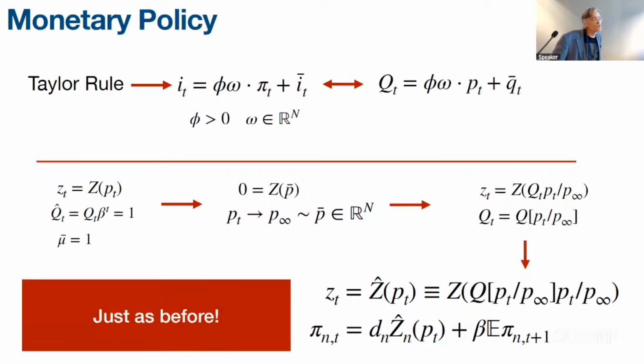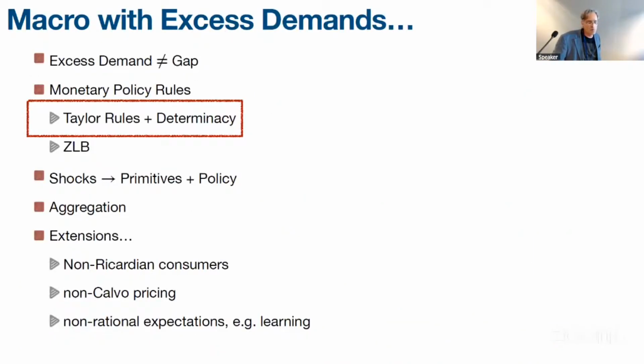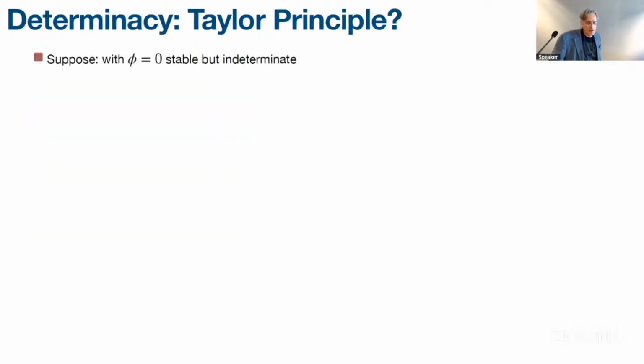Okay. So it's just as before. Okay. So that's how you do monetary policy. Let me show you what you do with Taylor rules. Suppose at phi 0 you had stability, but you would have indeterminacy. Okay, that's kind of what we studied in the other paper.